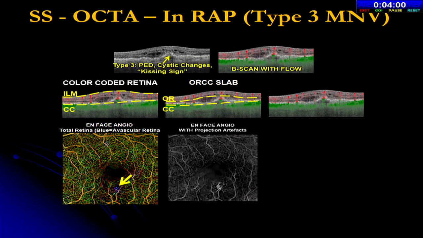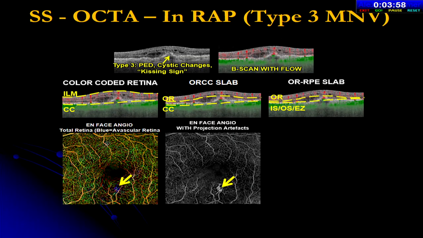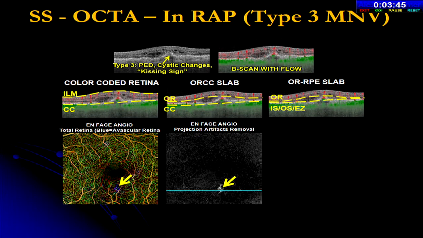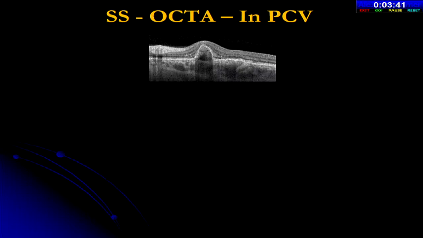Another case of a RAP lesion, where in the OCTA slab you can see the en face angio with the projection artifacts, and then the lower ORCC slab, when you bring that slab down, you can see the same thing with greater detail. But once you remove these projection artifacts, you can see these beautifully highlighted, and you can really track that neovascular network going forwards.